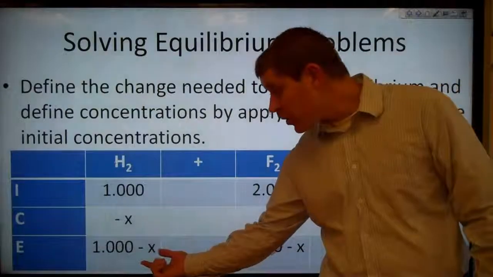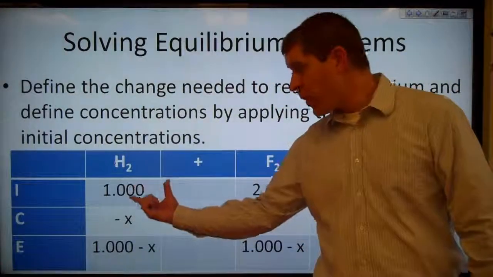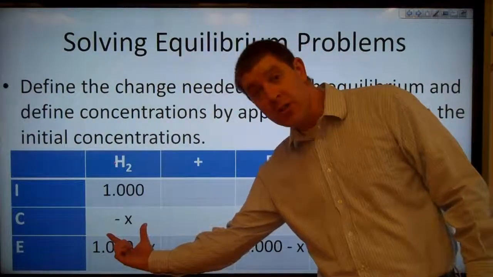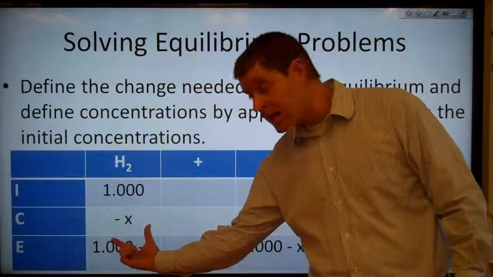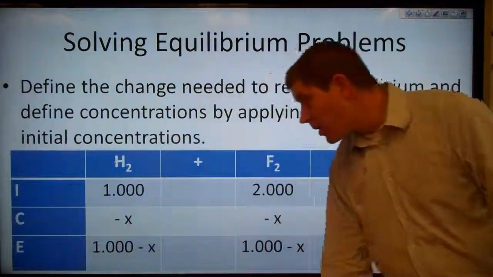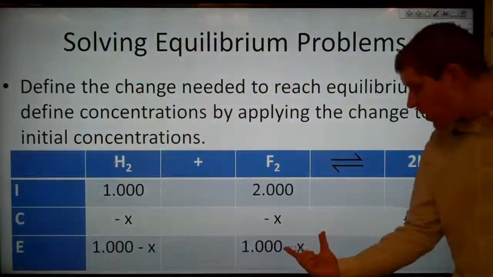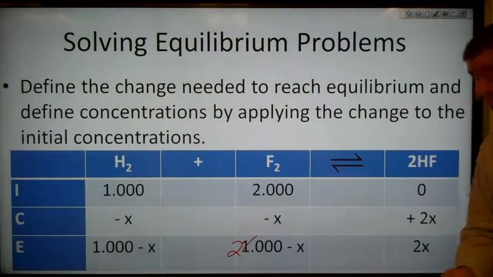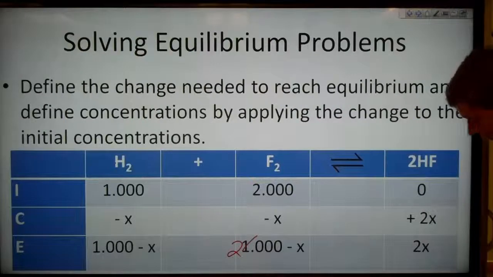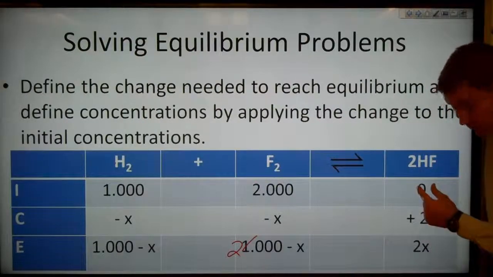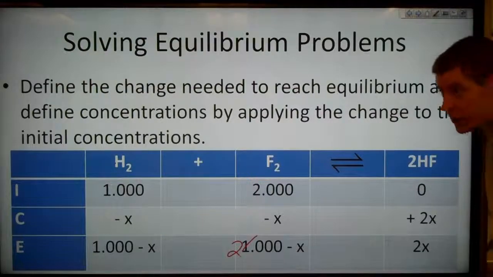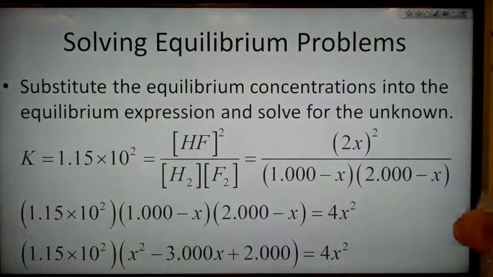So then at equilibrium we have whatever we started with, the 1 molar, plus whatever the change is. In this case, the change is negative x, minus x. So we have 1 minus x there. We have, so this should be a 2 minus x for our concentration of fluorine. And we have our initial concentration of 0 plus 2x, so just 2x for our HF concentration.